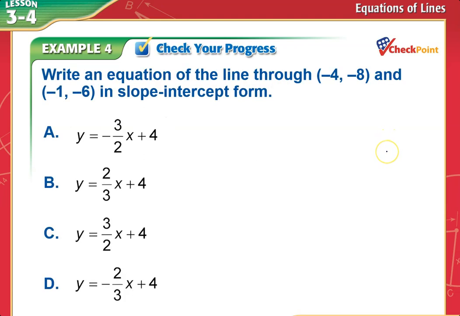Okay, check your progress. We're going to write an equation of a line through negative 4, negative 8, and negative 1, negative 6 in slope-intercept form. Go ahead and pause your video and try this problem. And the answer is y equals negative 2/3 x plus 4.